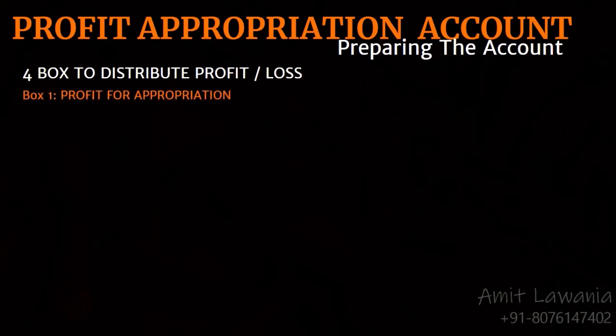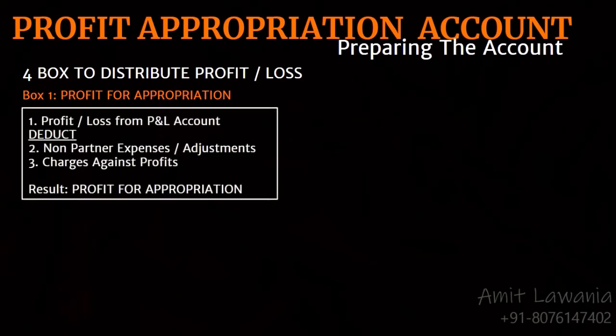First box, to get profit for appropriation. In this box, we deduct all the non-partner expenses and charges against profits from the net profit brought from the P&L account. And what do we get from this box? Profit for appropriation.